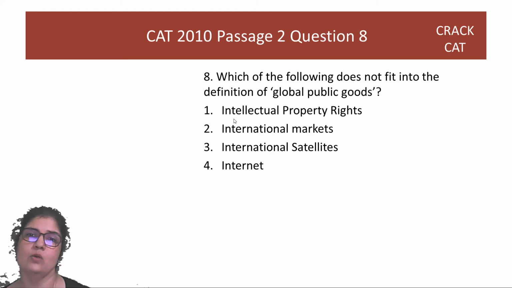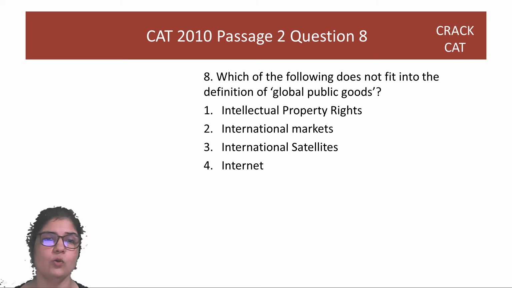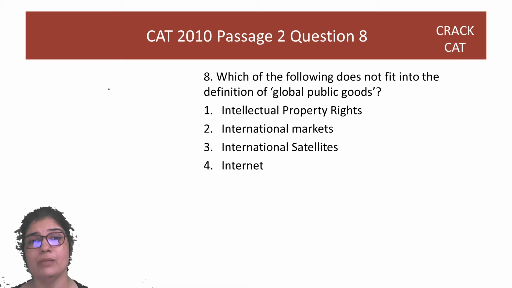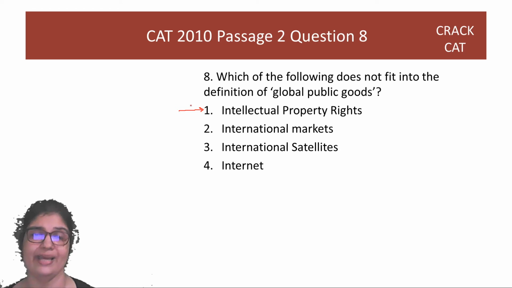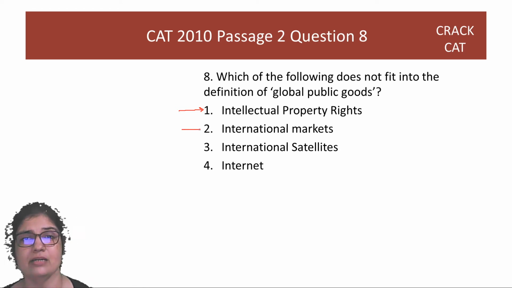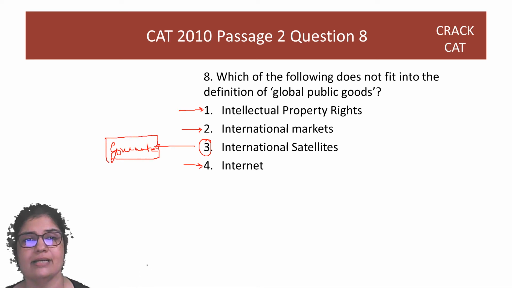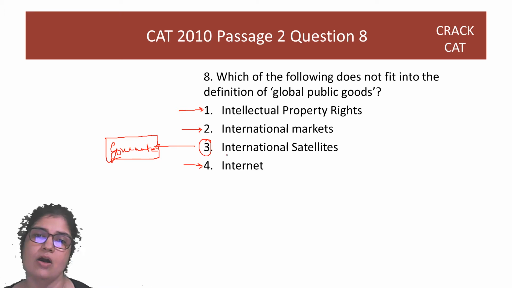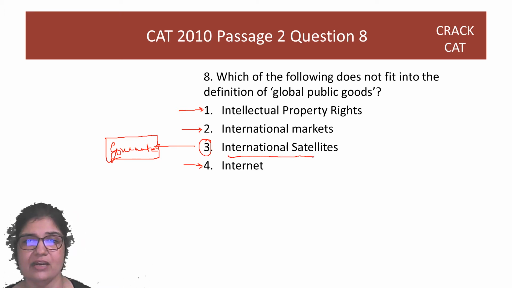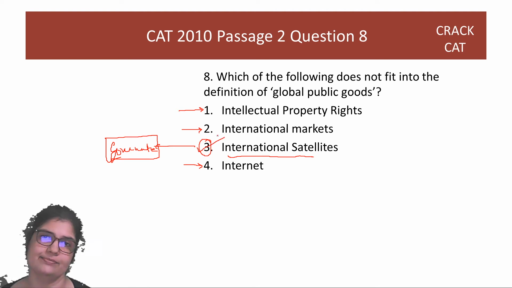Third, which of the following does not fit the definition of global public goods? Global public goods means it's available for the public. So IPR is available for public, right? As an individual, I can access it. International markets are available for the public. Internet is available for public, but satellites are available for the government. International satellites, right, excluding Google Maps, all other satellites are used for warfare and they are available for government. They are not for public. So the answer is option 3.